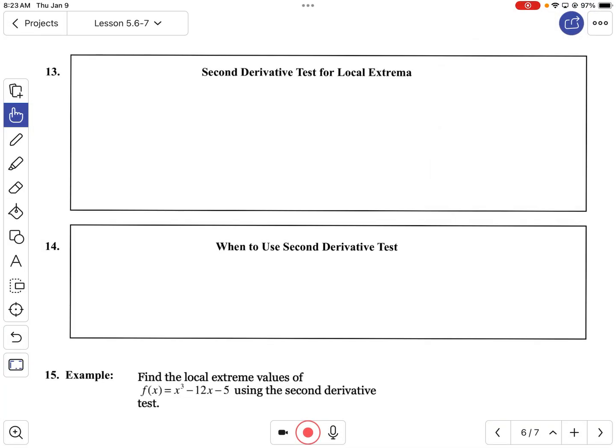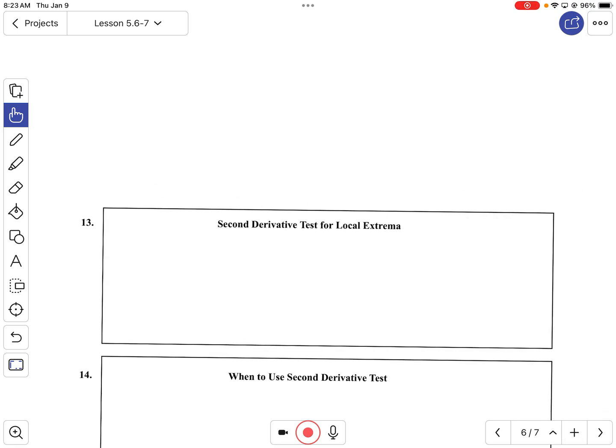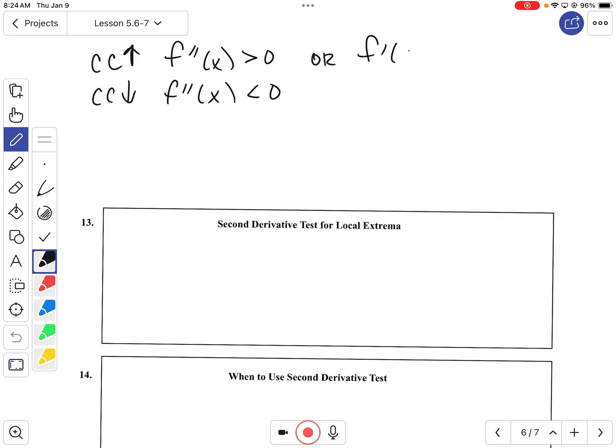All right, so real quick, let's just summarize for a second. We said yesterday that we are concave up when the second derivative is positive. We are concave down when the second derivative is negative, or when the first derivative is increasing and the first derivative is decreasing. Okay, so I want to talk about how that could play into extrema, maximums and minimums.